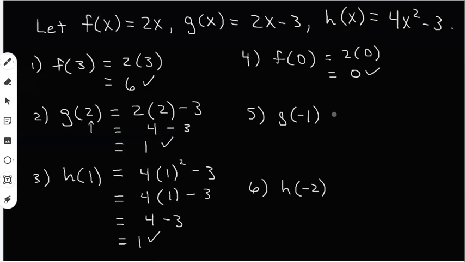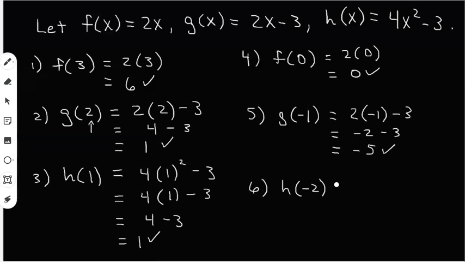Okay, for the next one, we're going to be using the function g of x. I'm going to be replacing x with a negative 1. And Coach is going to help us out with these. I have 2 times the negative 1 minus 3. So 2 times the negative 1 is going to be a negative 2. Right. Minus 3. So that's going to come out to be a negative 5. Yep.